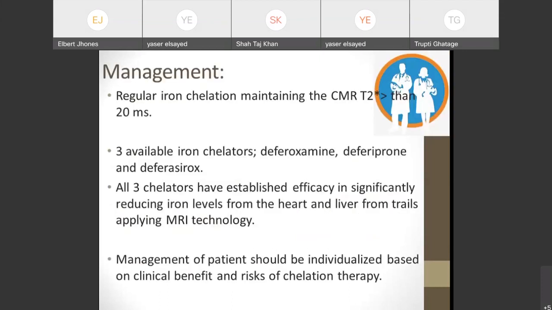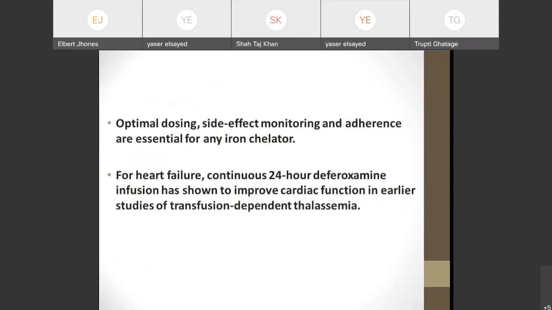So the management is regular iron chelation, both oral, intravenous, and subcutaneous infusion, and that is being regulated mostly by the hematologist through the ferritin level, but as I said, this did not correlate with T2 star MRI, so these should be done regularly in patients suffering from thalassemia major, on transfusion or non-transfusion. Optimal dose monitoring is very important, and for heart failure, continuous 24-hour desferoxamine infusion has shown to improve the cardiac function.